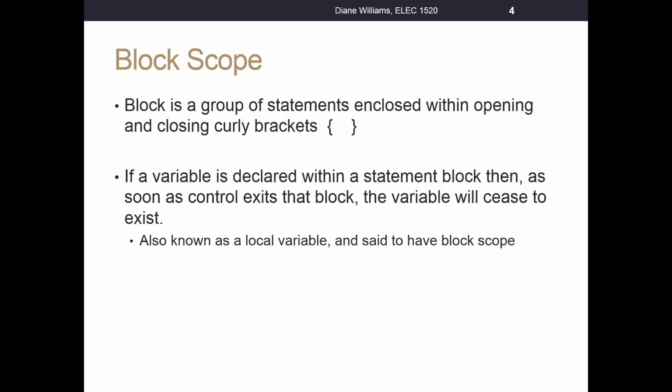Right. So for block scope, we're referring to a group of statements that's enclosed within opening and closing curly brackets, right? We've been doing that with main, we've been doing that with the functions that we write. So anytime that we declare something within that block, as soon as that block exits, so as soon as we get to the ending curly brace, the variable ceases to exist. We also refer to this as a local variable when we say that it has block scope.